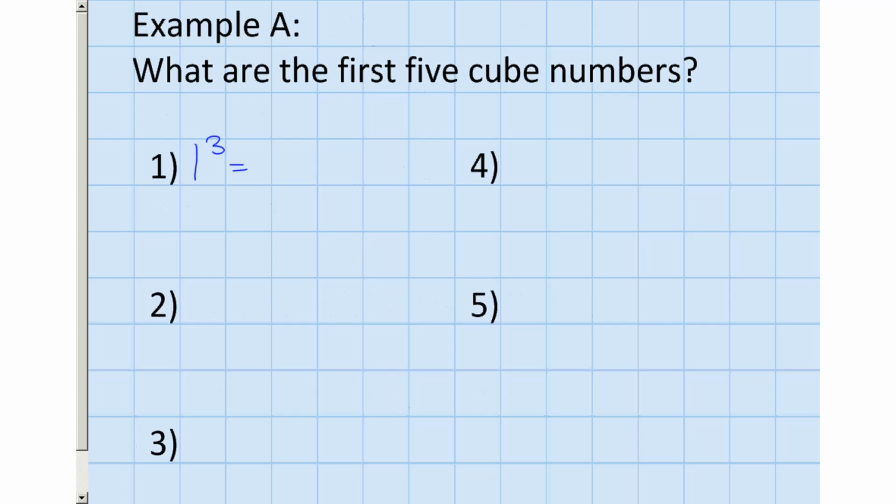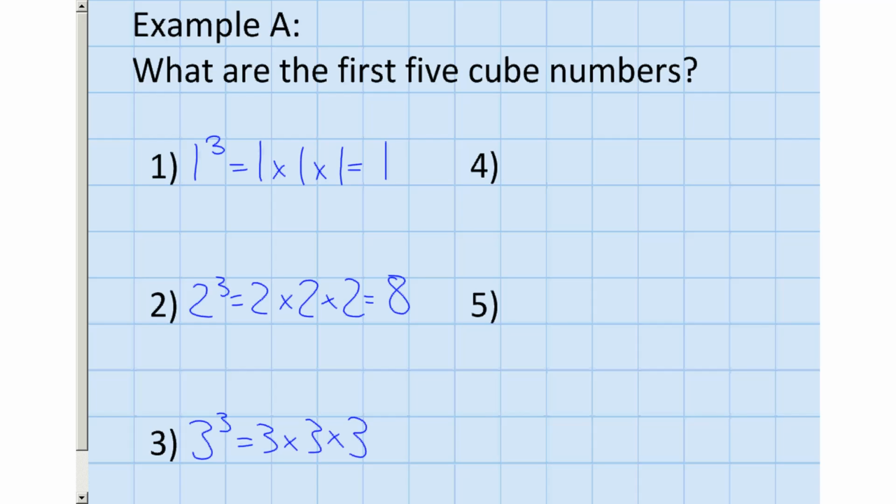So 1 cubed is 1 times 1 times 1, which is just 1. 2 cubed, well, that's 2 times 2 times 2, which is 8, as we've just seen. 3 cubed, well, that's 3 times 3 times 3. Well, 3 times 3 is 9, times that by 3 again is 27. 4 cubed, that's 4 times 4 times 4, well 4 times 4 is 16, times that by 4 again, we get 64. And 5 cubed is 5 times 5 times 5, 5 times 5 is 25, times that by 5 again is 125.